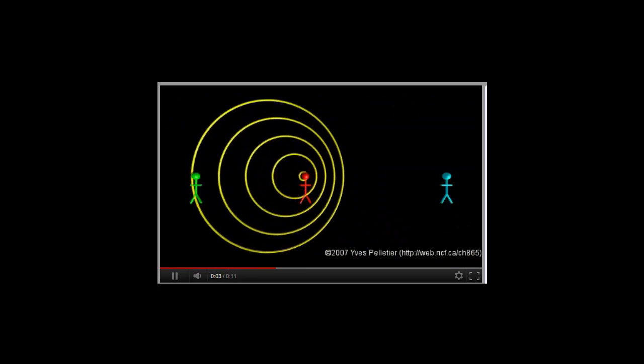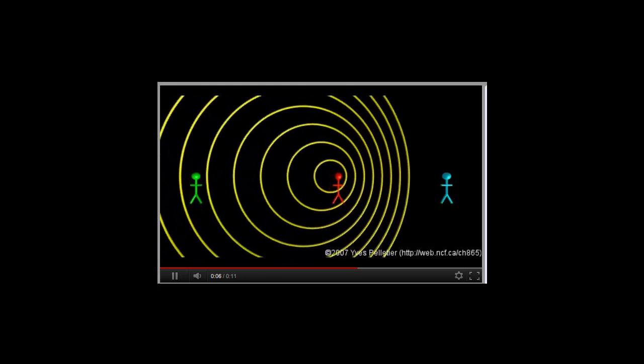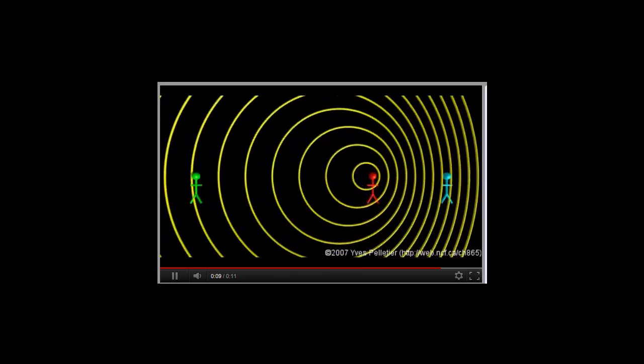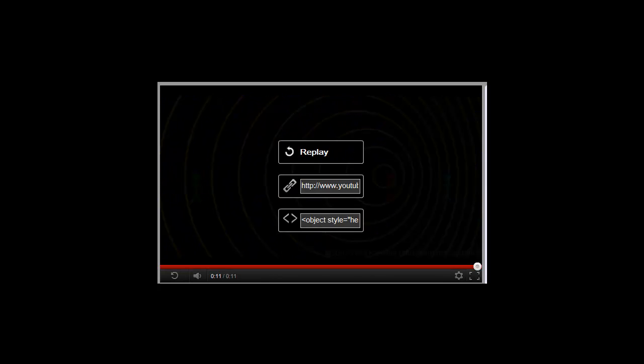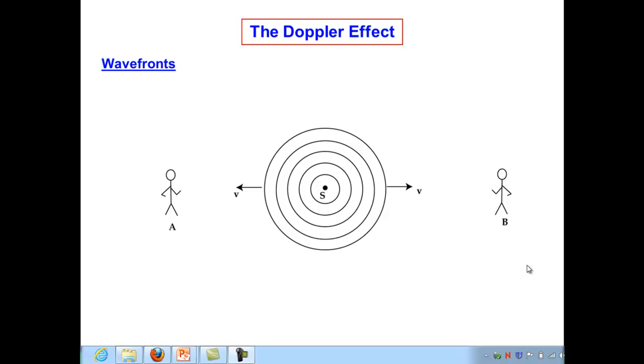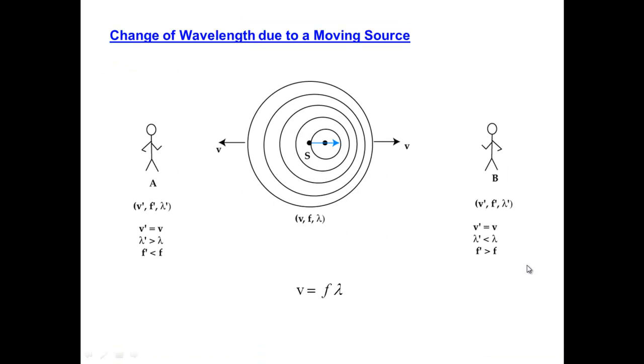Let's just look at that one more time. So the source is catching up to the waves that have already been emitted, and that's why the wavelength is shorter. So the basic idea in this effect, as you'll see in the still picture here, is that the change in those wavelengths as the source moves toward observer B is going to affect the frequency. The wave's speed hasn't changed, the wavelength has gotten shorter, and so the frequency should increase.